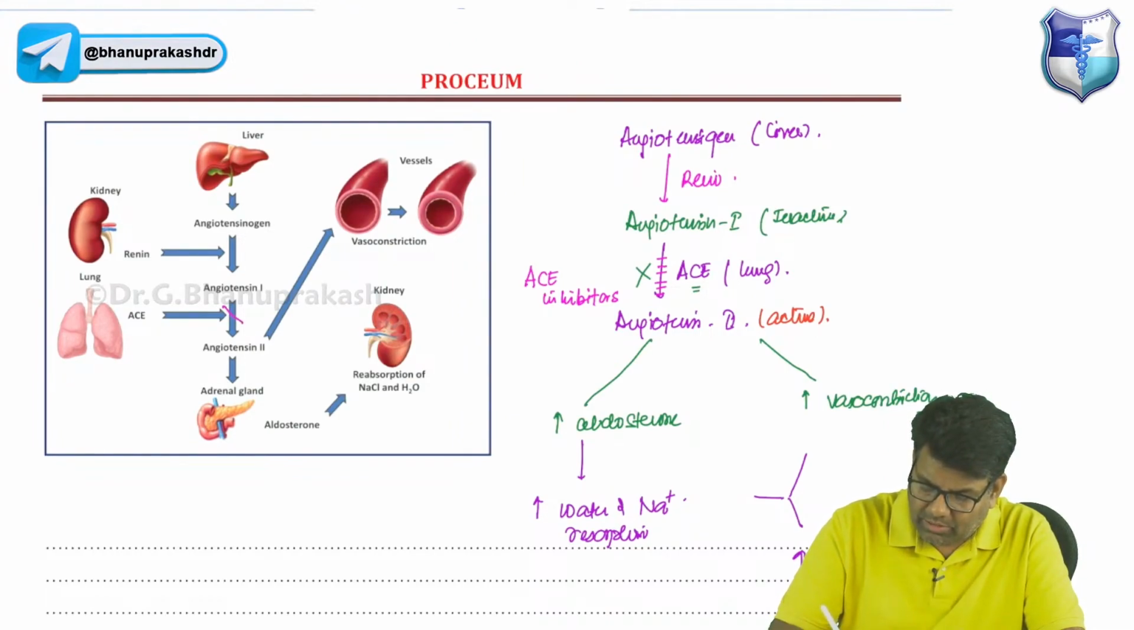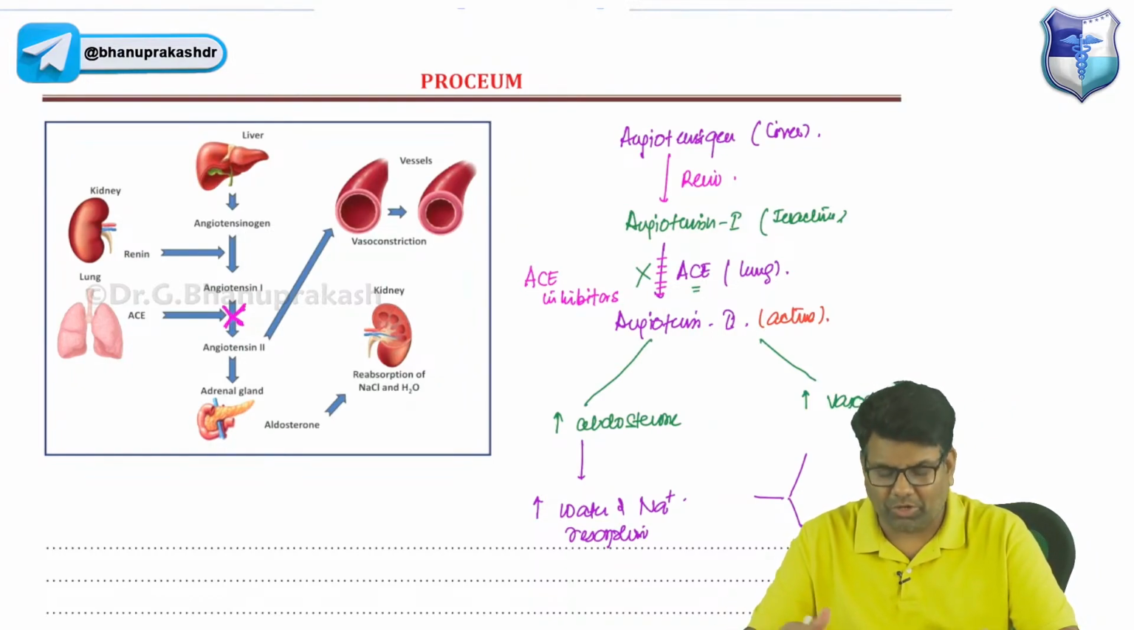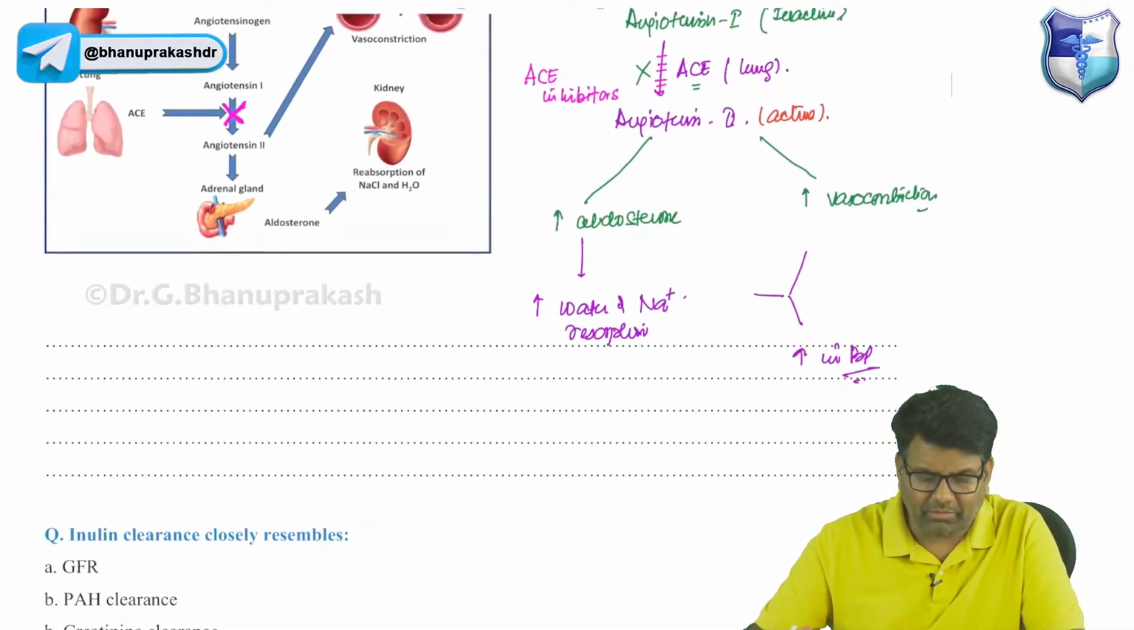So here the ACE inhibitors will act. Yeah. So this is the renin-angiotensin aldosterone class. Yes, Nidhi, you are right.